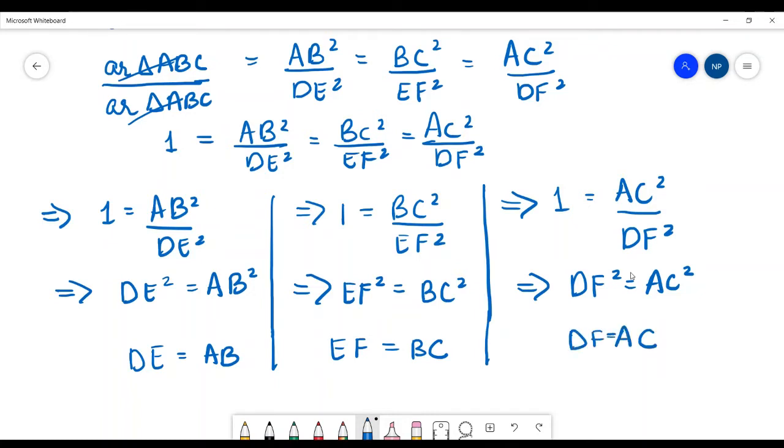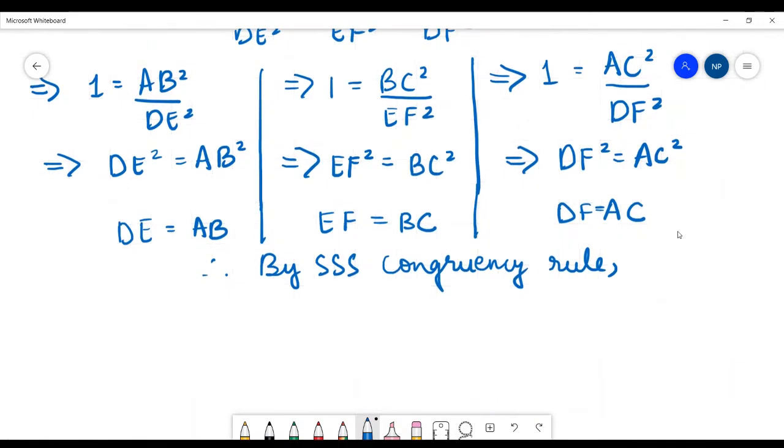DF is equal to AC. Therefore, we have proved that all the sides are equal. So, by the SSS congruency rule, the side congruency rule, we have that triangle ABC is congruent to triangle DEF by the side congruency rule.